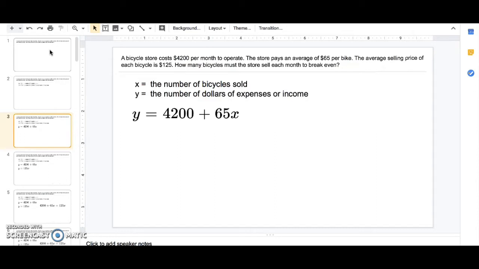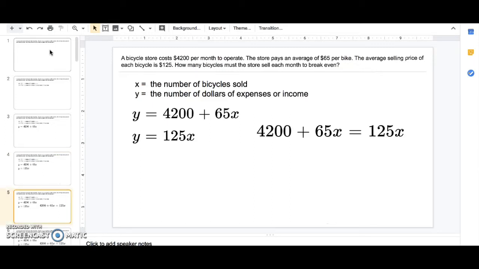If per bike is going to be X, we can have Y equals 4,200 plus 65x. Now, my second equation is going to be what I'm earning. The selling price of each bike is $125, so my income Y is going to equal 125 times the number of bikes sold. So these are my two equations. Now it's asking how many bikes must the store sell each month to break even. Whenever you're asked when something's equal, the same, or breaks even, you've got to set them equal to each other.